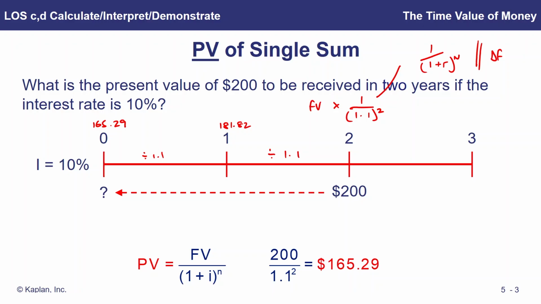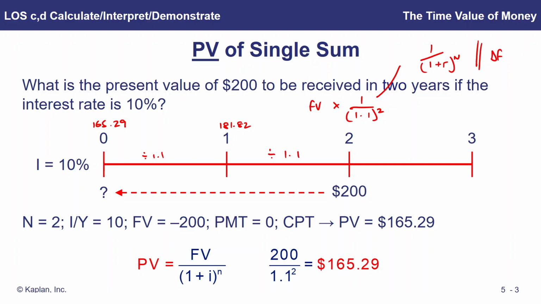Good. Now, the other way, of course, of doing it is using your BA II Plus. So let's make sure we're happy with this. So what is the present value of $200 to be received in 2 years if the interest rate is 10%? So N is 2 periods, I/Y 10, future value 200. Now notice they've treated it as an outflow here, minus 200. Again, if we're receiving 200, I prefer to do it from the investor's point of view, and I treat it as a positive future value, plus 200. The only difference is, if I do that, I will get minus 165.29 rather than positive.